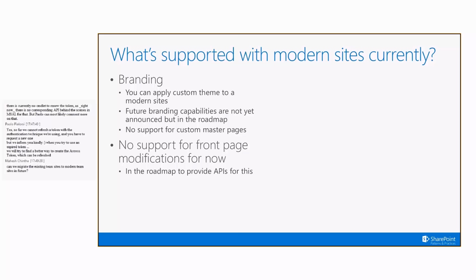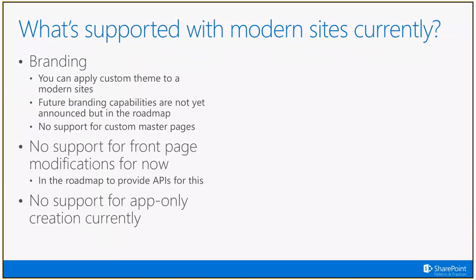There's no support for app-only creation, which means that the backend processes, which might be running in Azure as an Azure web job or whatever, cannot use an app-only access token. And that really relates to the group creation. You cannot actually create Office 365 groups with an app-only token. And obviously, we're looking into this one as well, internally in engineering.